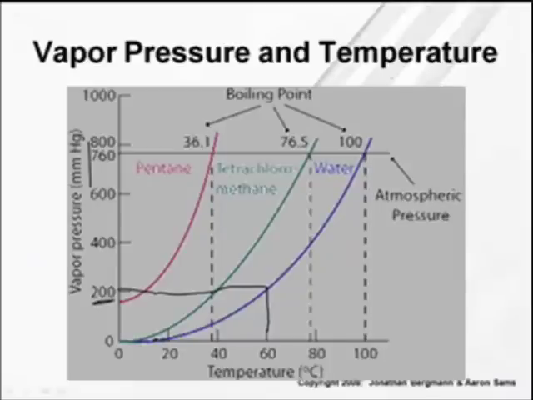But an interesting point that we should note here: at 760 millimeters of mercury, or the atmospheric pressure at sea level, what's the interesting point here? That's where the vapor pressure is equal to the atmospheric pressure. And that would be 100 degrees. That is the normal boiling point of water.